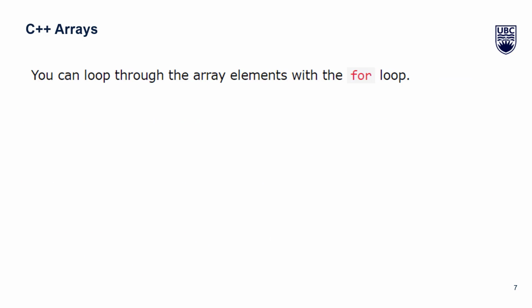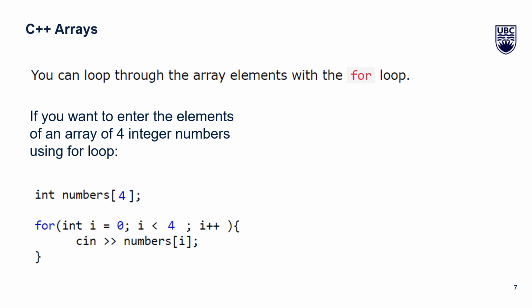You can loop through the array elements using the for loop. For example, if you want to enter the elements of an array of 4 integer numbers, you can use the for loop to do it. As you see in this example, we start by declaring our array. So we write integer numbers of 4. Integer is the array type, and numbers is our array name.